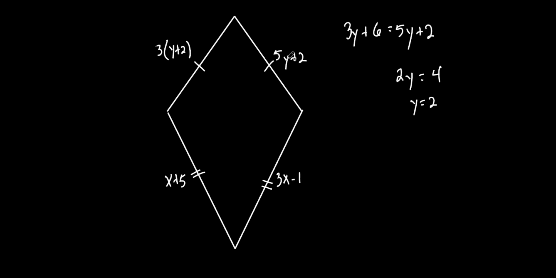5 times y, 5 times 2 is 10 plus 2 is 12. All right, so that's 12 right there. Without doing any math at all, what should this be? This should be 12, right? Let's see if it is. Put a 2 in for this. 2 plus 2 is 4 times 3 is 12.